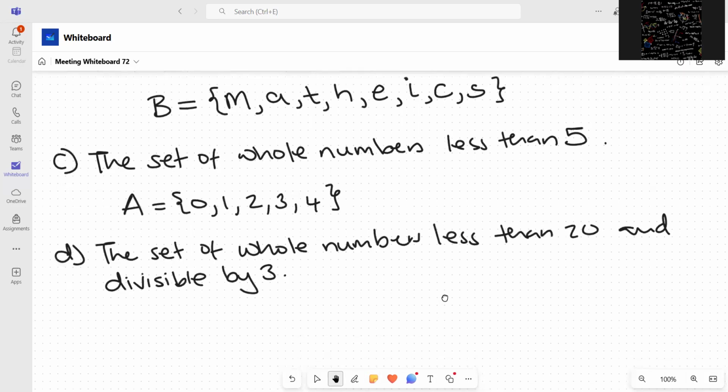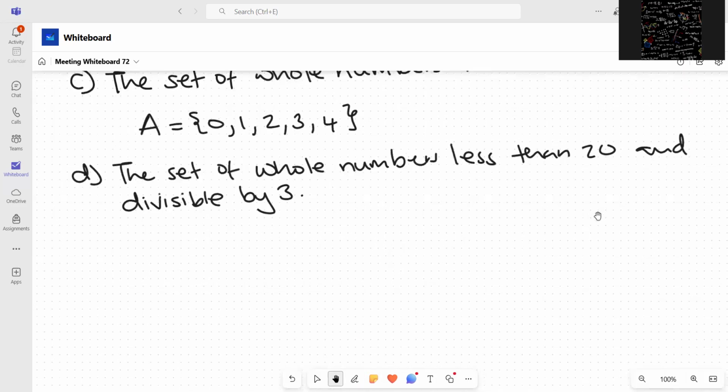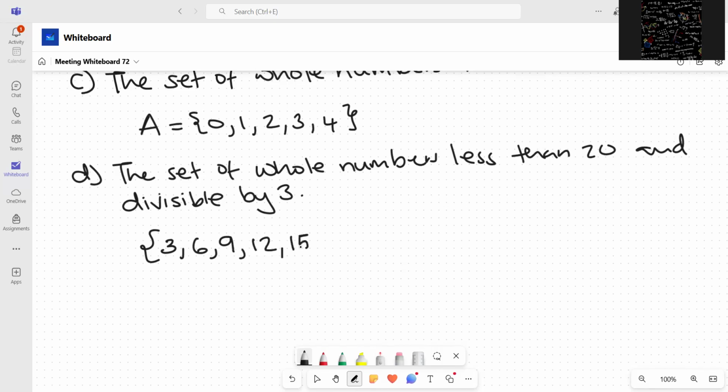Okay, so that means we are looking for multiples of 3 that are less than 20. So here we would have 3, 6, 9, 12, 15, 18. The next one would be 21, but it is not less than 20. So we stop there. Okay, so this is what we call a roster form, where you just list the elements.